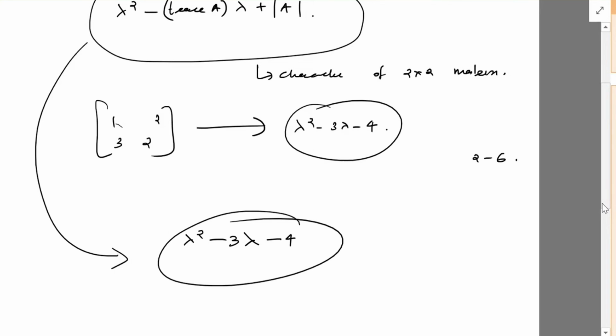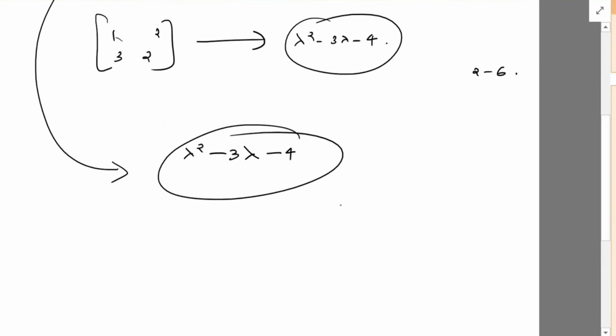Okay, so we can use the shortcut method to find the characteristic polynomial. This will be the characteristic polynomial of that matrix. The actual way of finding the characteristic polynomial is taking the determinant of A minus lambda. Also we can find the characteristic polynomial by using the shortcut method. And what is the shortcut method for a 3 by 3 matrix?